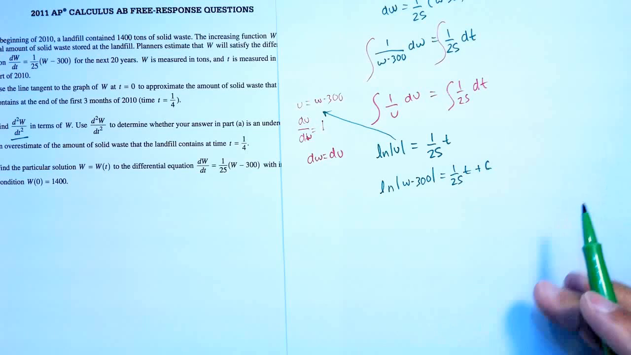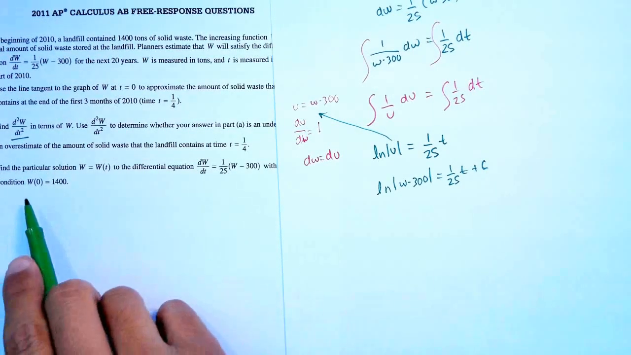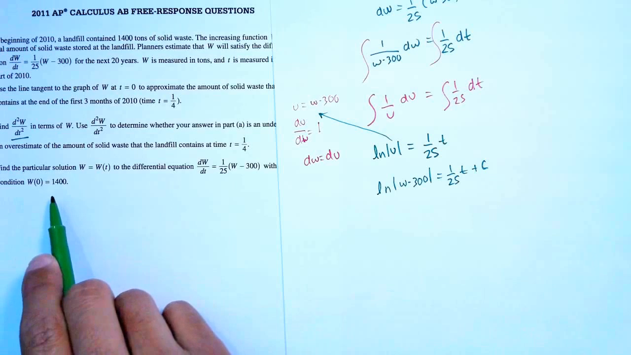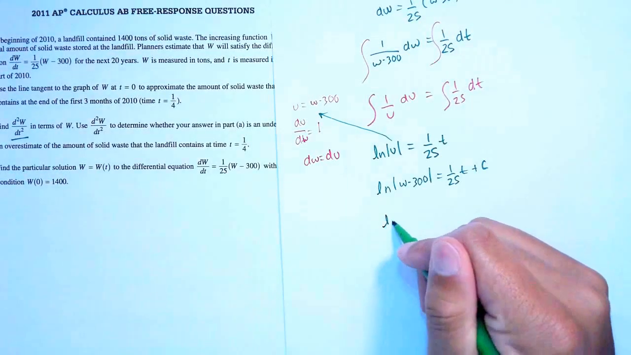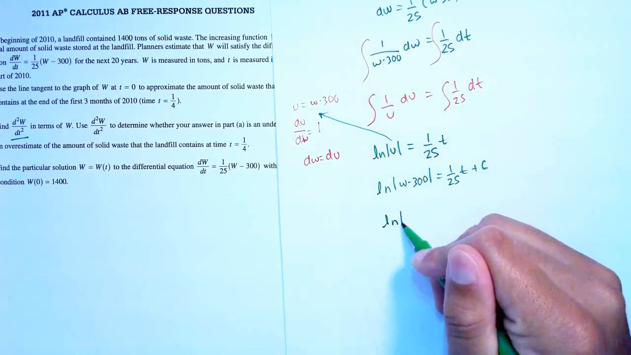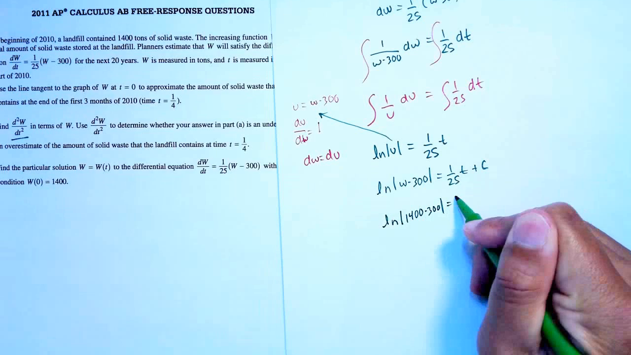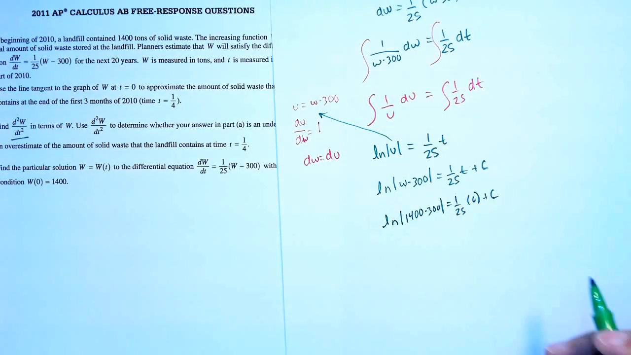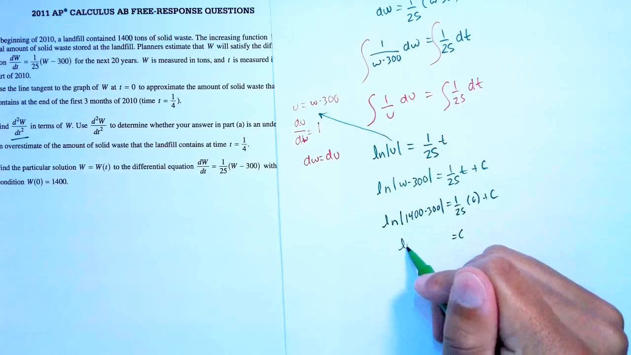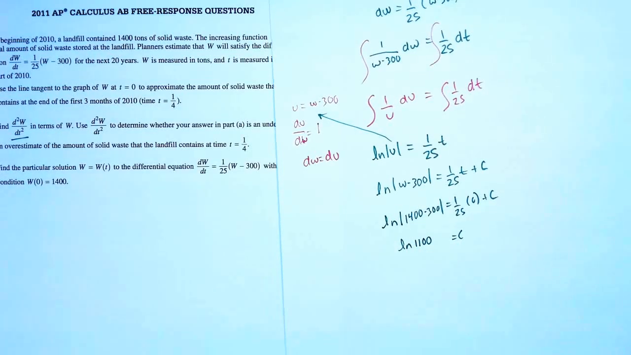Now, my next thing is I have to actually go ahead and find c. Well, where do they want you to find c? If you look at the question, it tells you your initial point, 0 and 1400, just like it did in part A and every single part. So I'm going to plug it in. I'm going to get ln of 1400 minus 300 equals 1 over 25 times 0 plus c. And when I go ahead and solve that, I'm going to get c is equal to ln 1100. And if I'm able to get that, that's another point.